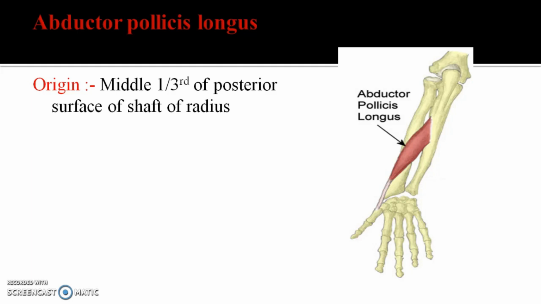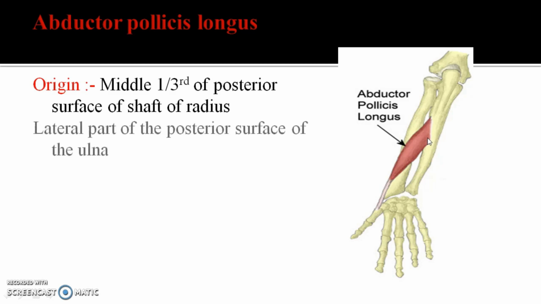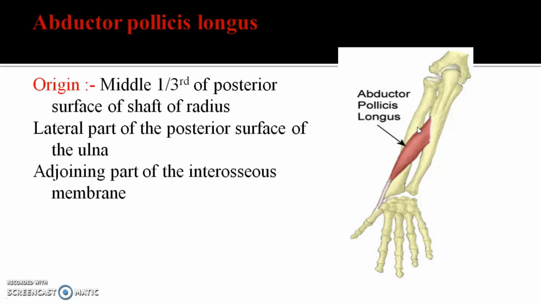Talking about the origin, it is taking origin from middle 1/3 of the posterior surface of shaft of radius. So this is the radius bone and from the shaft of radius it is taking origin. And then from the middle one third and also from the lateral part of the posterior surface of ulna, along with adjoining part of interosseous membrane.